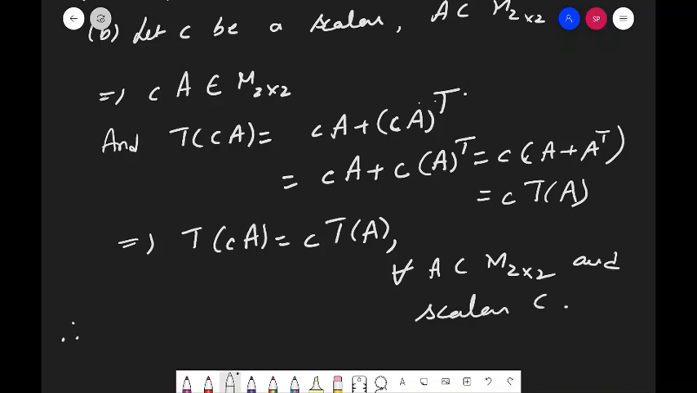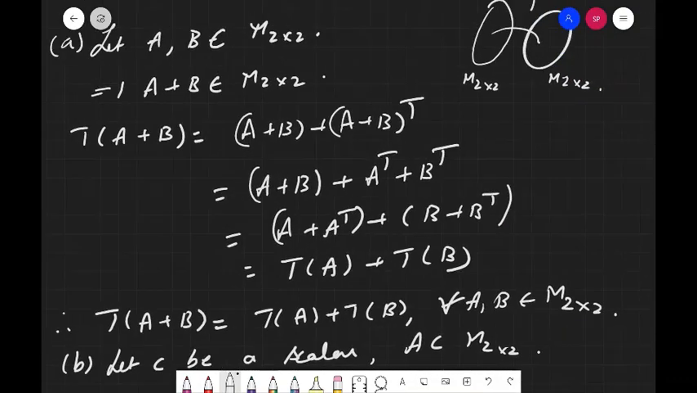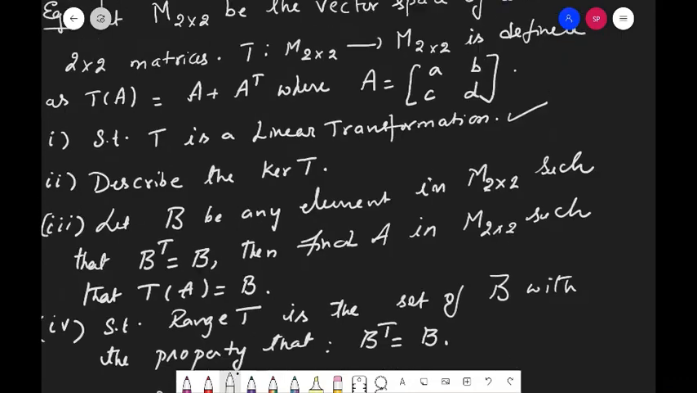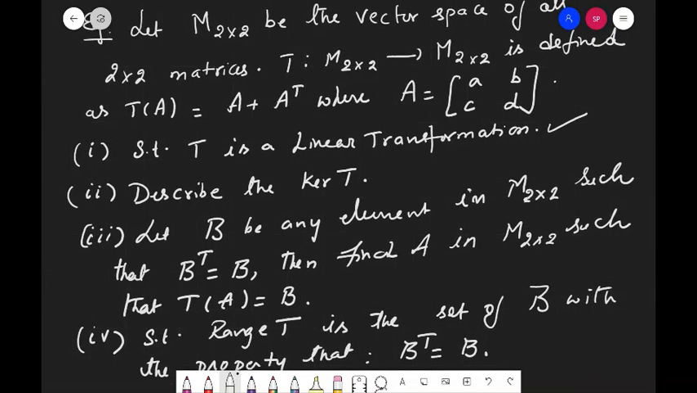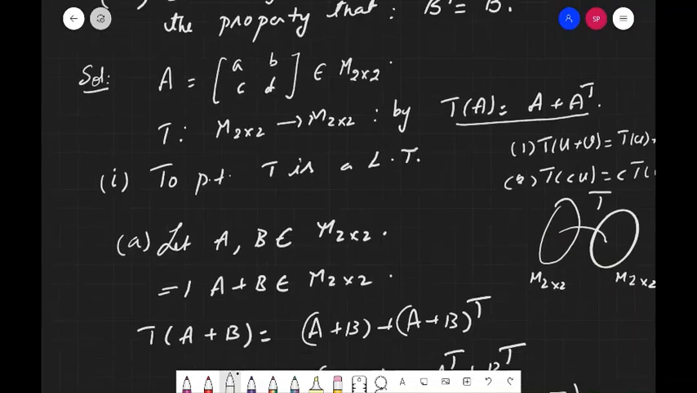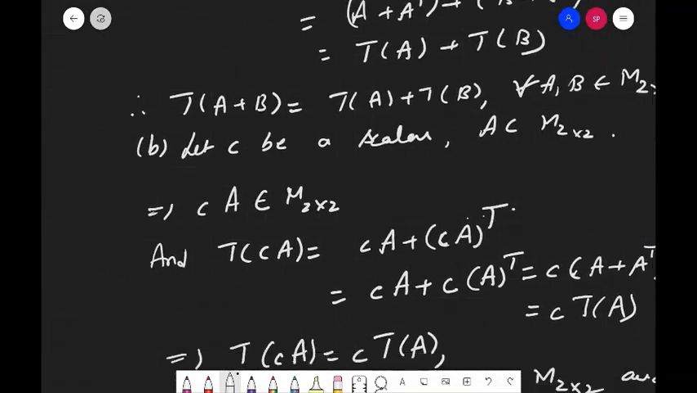So therefore by A and B, T is a linear transformation. So the first one we have completed. What was the first one asked in the question? Show that T is a linear transformation. This is done. Now the second one, describe the kernel of T. So we'll go for describing the kernel.